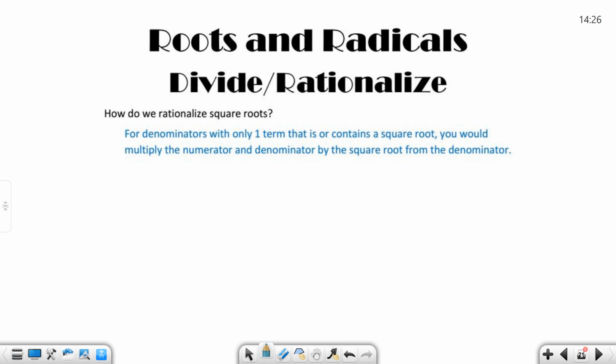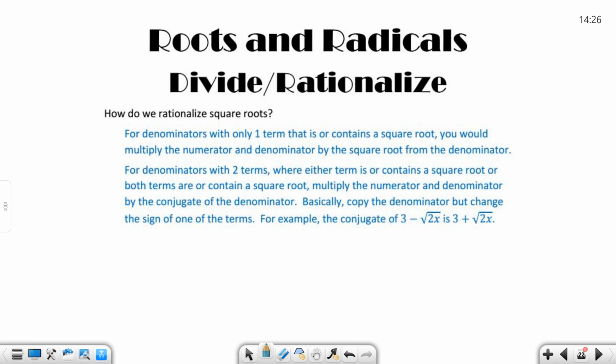For denominators with only one term, okay? That is or contains a square root, you would multiply the numerator and the denominator by the square root from the denominator. All right. For denominators with 2 terms, where either term is or contains a square root, or both terms are or contain a square root, you multiply the numerator and denominator by the conjugate. Okay. So the conjugate is basically copy the denominator but change the sign of one of the terms. Typically, it's the sign in between. So, for instance, if we have 3 minus 2i, then the conjugate is 3 plus 2i. Okay. That's basically the conjugate.